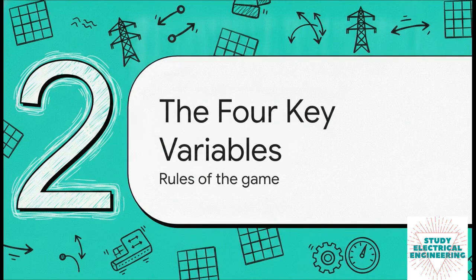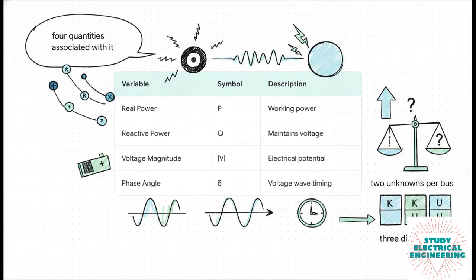Moving on to Section 2, the 4 key variables. These are basically the rules of the game. At every single bus in the system, we've got 4 distinct variables at play. You've got real power P, which is your actual working power. Then reactive power Q, which is absolutely crucial for maintaining those voltage levels. Next is voltage magnitude, the strength of the electrical potential. And finally, phase angle, the timing of the voltage wave.